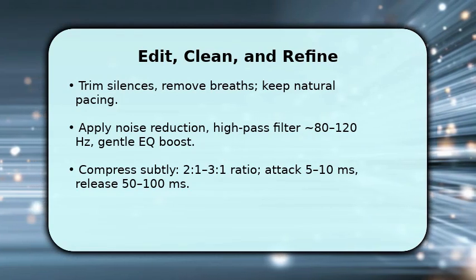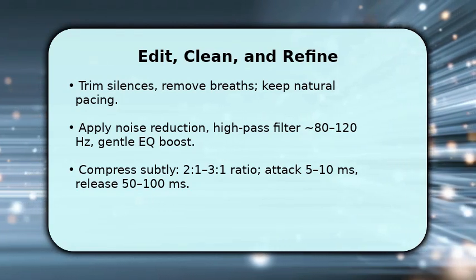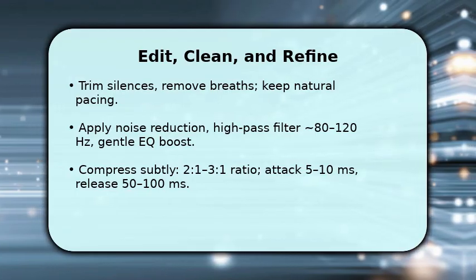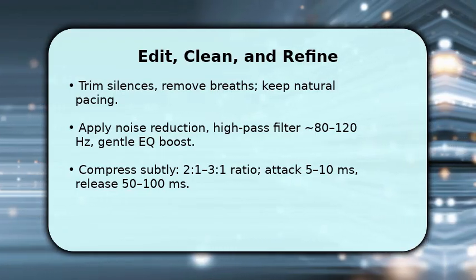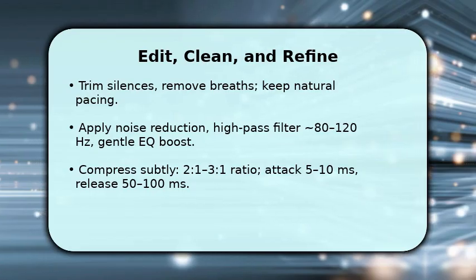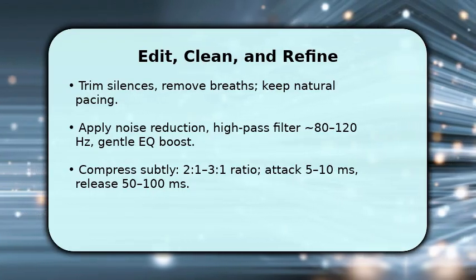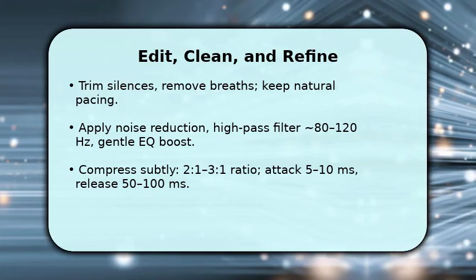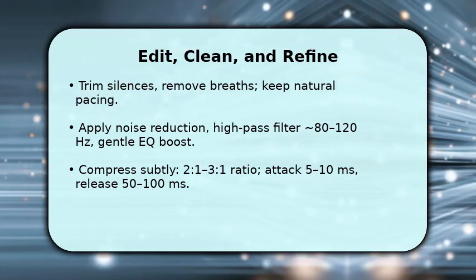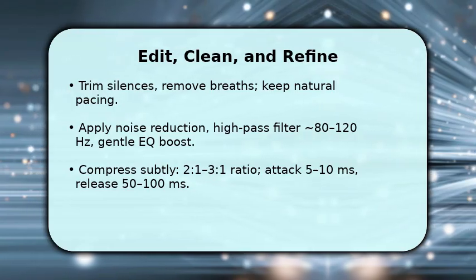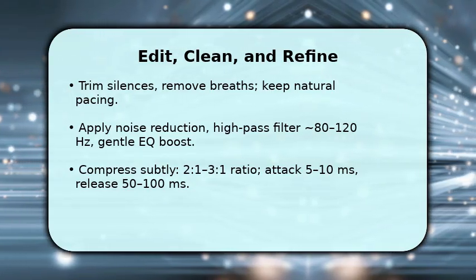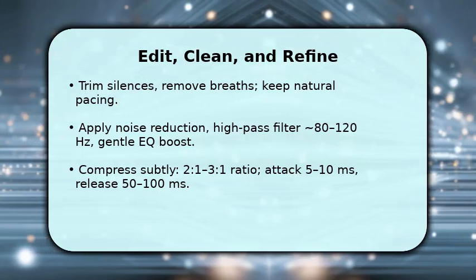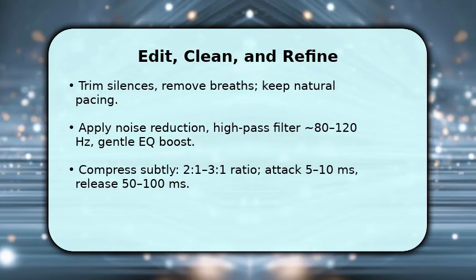Once you have a raw take, start editing by trimming leading and trailing silence and removing distracting breaths while preserving natural rhythm. Next, run gentle noise reduction to tame background hiss, then add a high-pass filter around 80-120 Hz to remove rumble. Use EQ to brighten or reduce muddiness with small boosts or cuts, and apply light compression at a 2:1 or 3:1 ratio to even dynamics. Finally, listen through and adjust pacing to match your visuals or script timing.